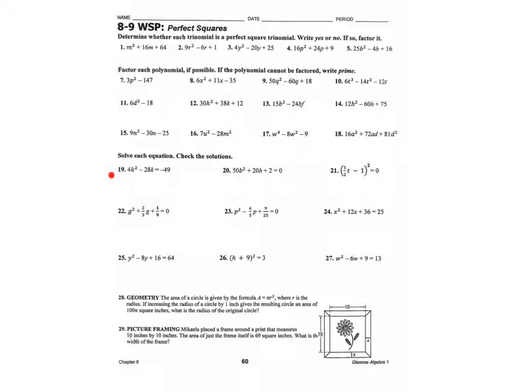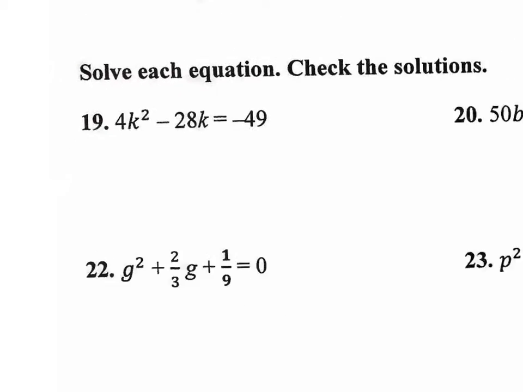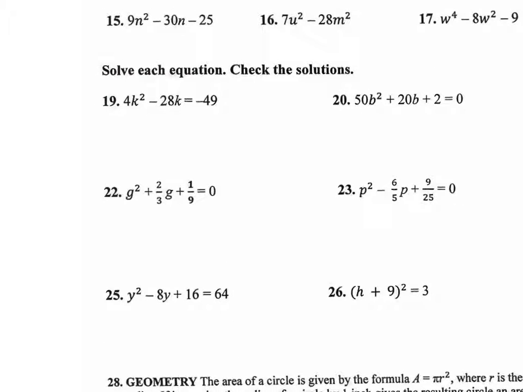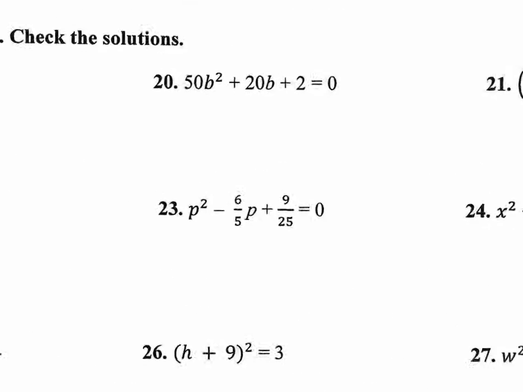8.9, down here it says solve each equation. So that's what you're going to be doing. You're going to be first setting it equal to 0, and then seeing if you could factor, not just by taking square roots, but any method, right? And you want to always start by factoring out the GCF.